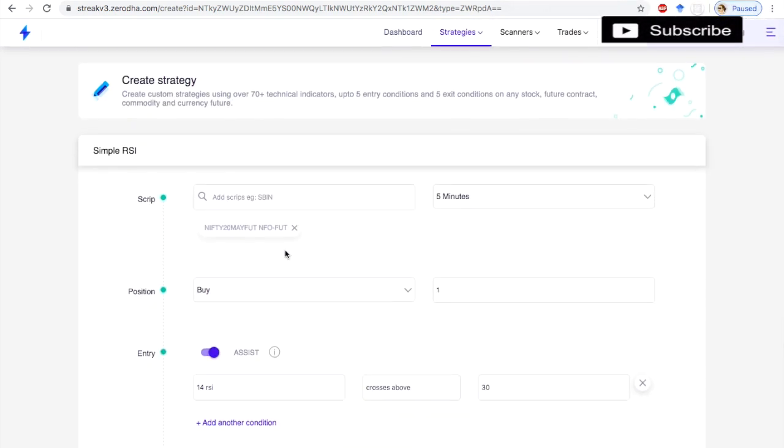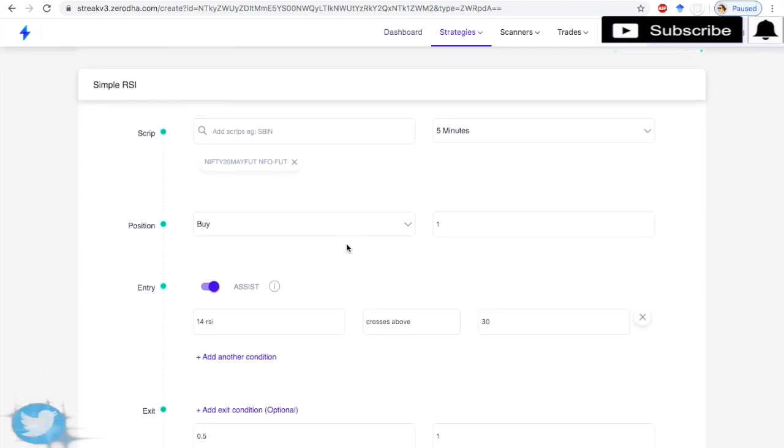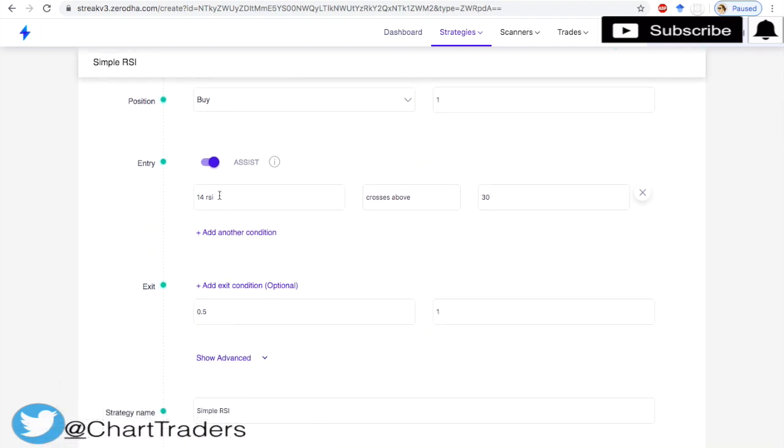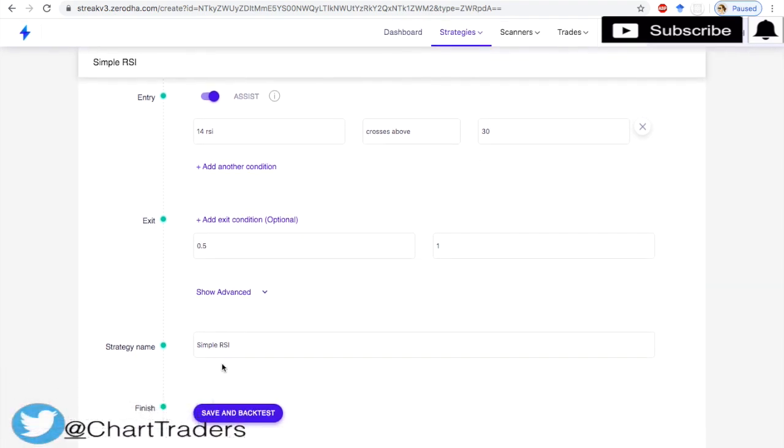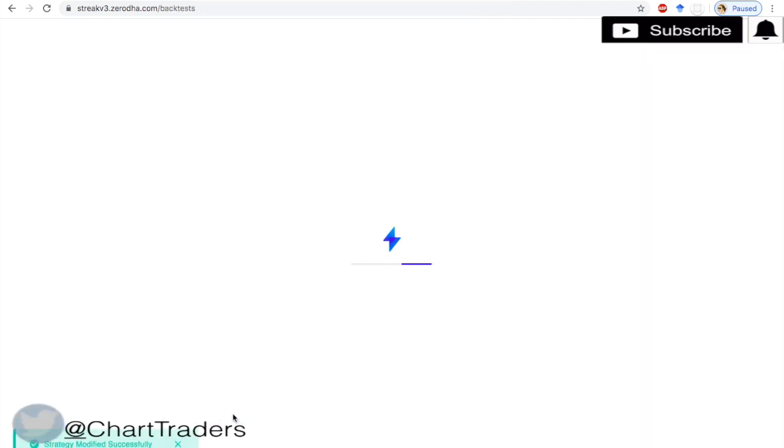Now I want to apply it on a Nifty chart, Nifty future, 5-minute chart. I want to buy one quantity, that is one lot. I want to buy when 14 RSI crosses above 30. Different traders take different values, like 70-30, where 30 is oversold and 70 is overbought. Same way 80-20 or 60-40, it's up to you, but just for demo purposes I am going to take 14 RSI crosses above 30. What is my stop loss? 0.5. What is my target? 1%. Okay, now save and backtest.